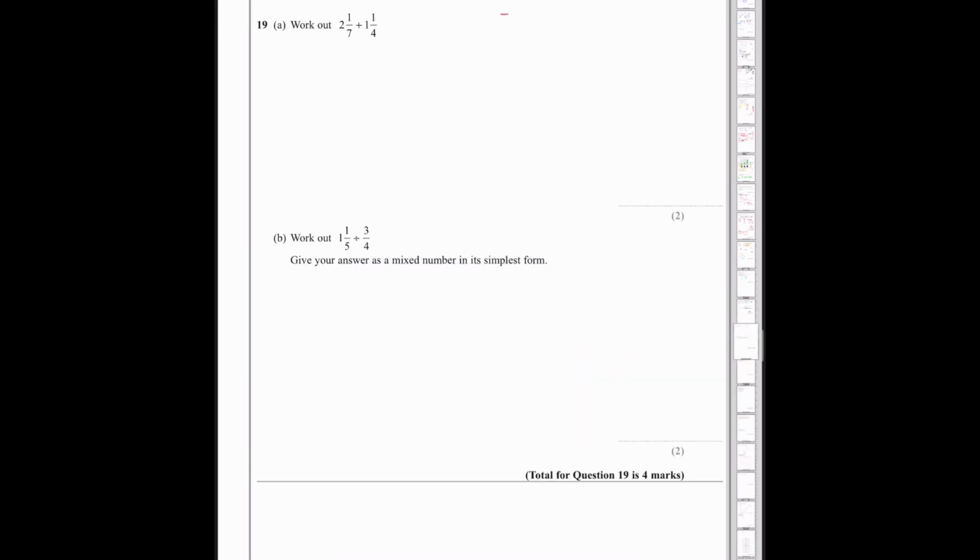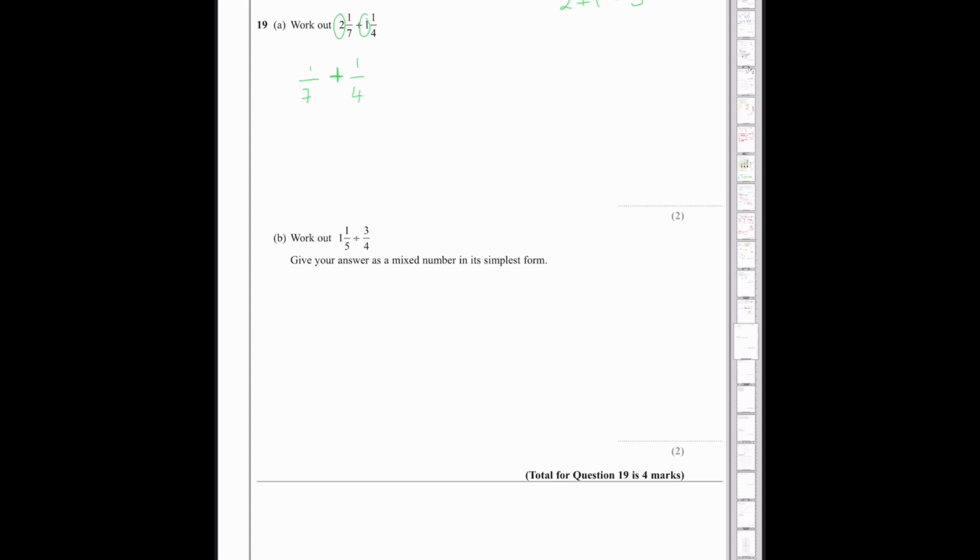Fractions then. Again, people keep getting confused on these questions, and you can actually get a really high grade on these papers if you're really, really careful. So it says to work out 2 1/7 plus 1 1/4. For these ones, we could start with this 2 and this 1 can go over here. 2 plus 1 is 3. And now all I'm left with is 1/7 plus 1/4.